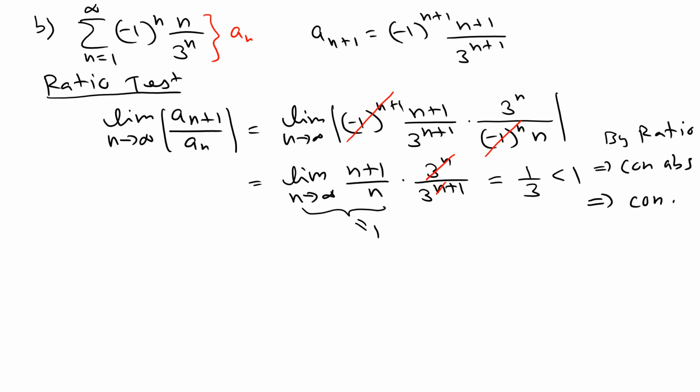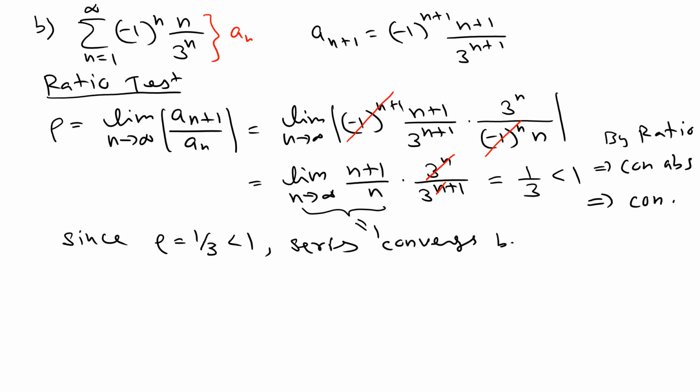But I'm going to show you, actually, what the argument is. We normally call this the rho value. So I'm going to write: since rho, which is 1/3, is less than 1, the series converges by the ratio test. So that's the argument. Okay, so let's use the root test to see how it works here.